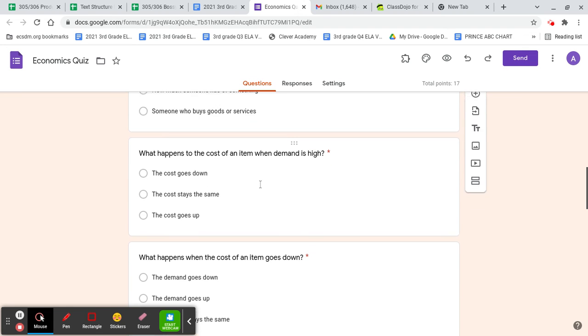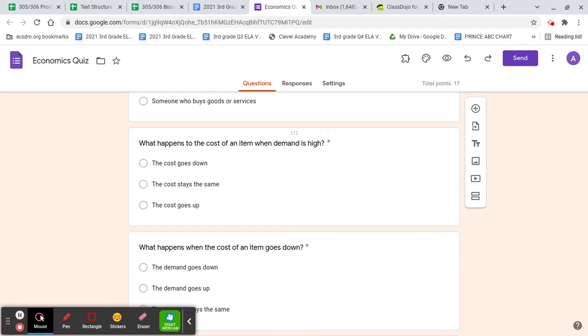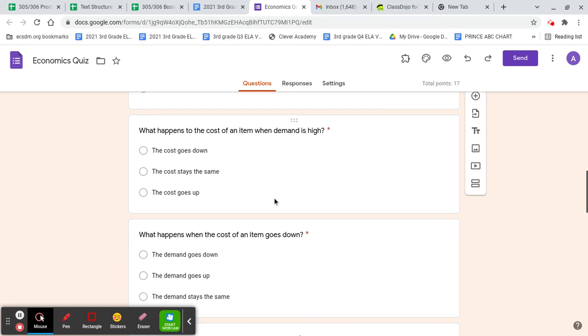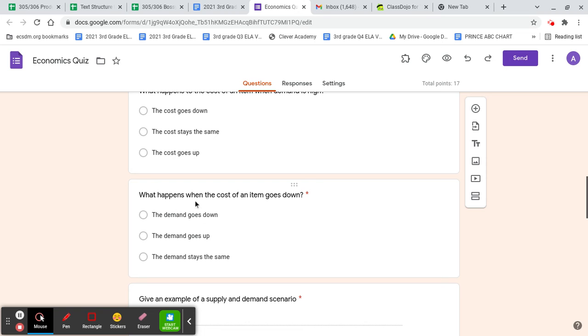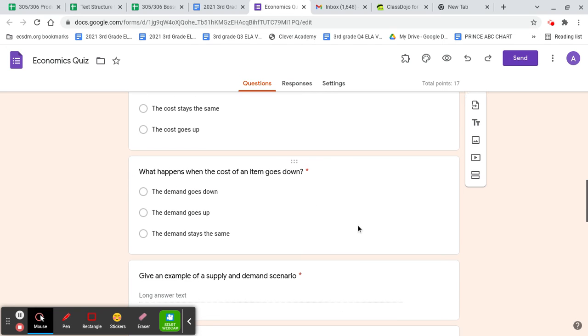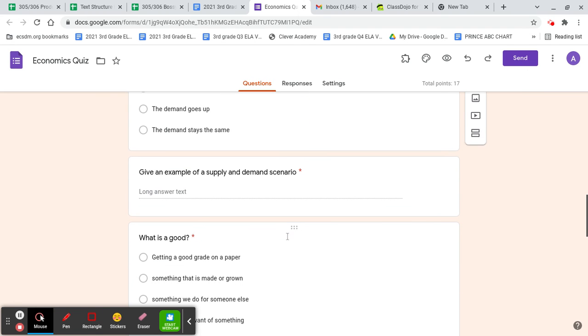The next question says, what happens to the cost of an item when demand is high? The cost goes down, the cost stays the same, or the cost goes up. What happens when the cost of an item goes down? The demand goes down, the demand goes up, or the demand stays the same.